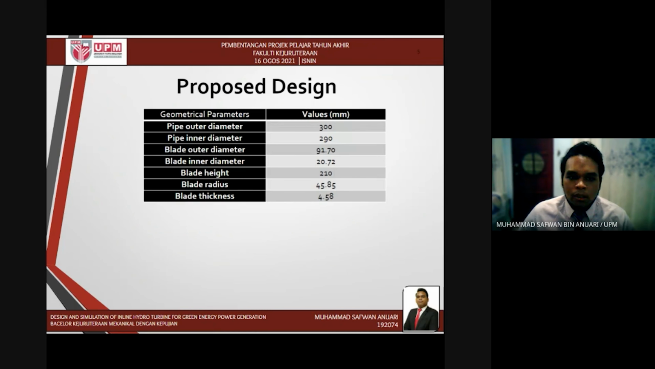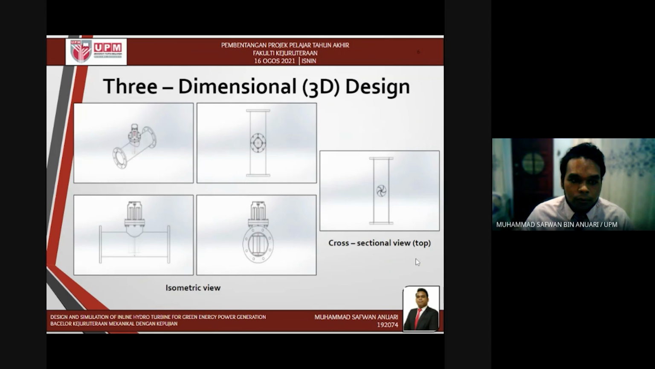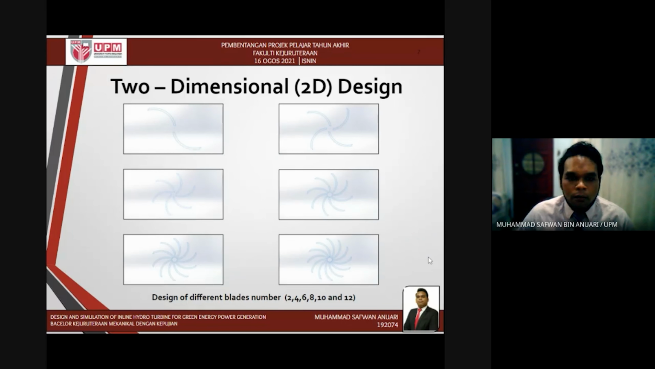The geometrical parameters of the proposed design of the inline turbine are shown in the table below. This 3D design consists of several components, which are runner blades, shaft, and hydroelectric generator. For the 2D design, the several designs in this section were used as the geometrical design in the computational analysis to investigate objective 2.